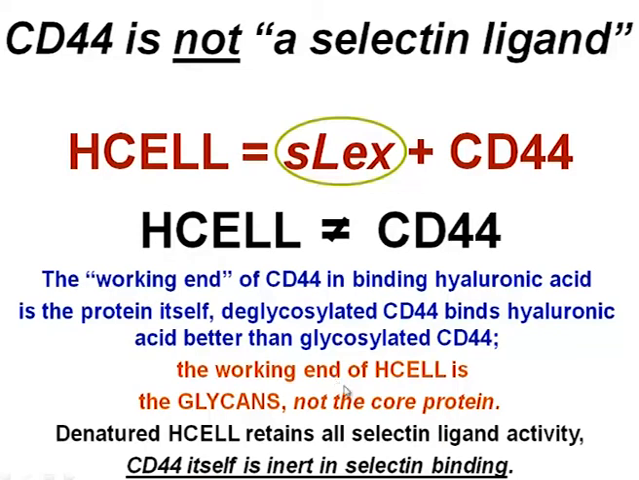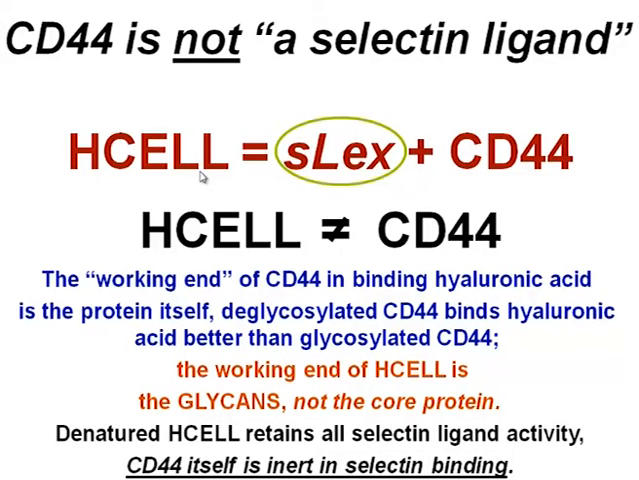I want to emphasize that H-cell is not CD44. H-cell is sialylated Lewis X plus CD44. By the same token, CD44 is not a selectin ligand. It is inappropriate to claim that CD44 is a selectin ligand because CD44 has multiple pleiotropic forms, polymorphic forms with a lot of different functions, and only a very small subset of the CD44 molecule is decorated with the relevant carbohydrate to allow it to bind to E-selectin or L-selectin. When that CD44 is decorated with a sialylated Lewis X motif, it is then H-cell.